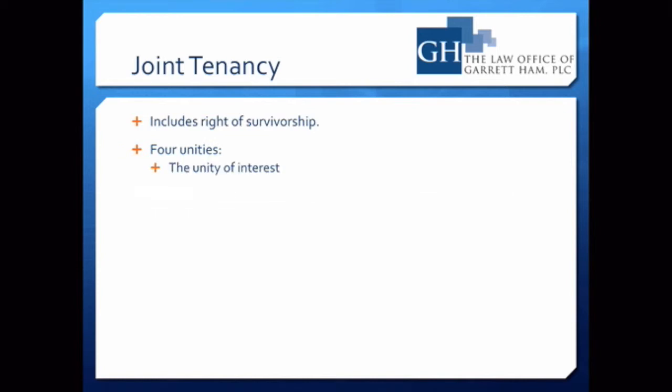The unity of interest means that all joint tenants have an undivided share in the property that is jointly held. The unity of title means that the joint tenants acquire the property through the same transaction, inheritance, or other method of acquisition. The unity of time means that the joint tenants acquire ownership at the same point in time. One joint tenant cannot acquire ownership of the property after another joint tenant. The unity of possession means that each joint tenant individually has the right to possess the whole property.